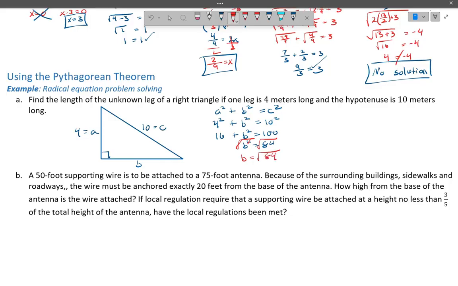And since there are no rounding directions, we are going to go ahead and simplify this. So I can split this into 4 and 21. So B is equal to the square root of 4 and the square root of 21, which gives me 2 square root of 21 as the exact value for the length of leg B.